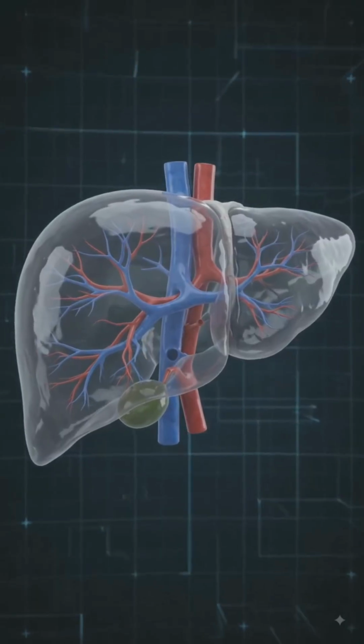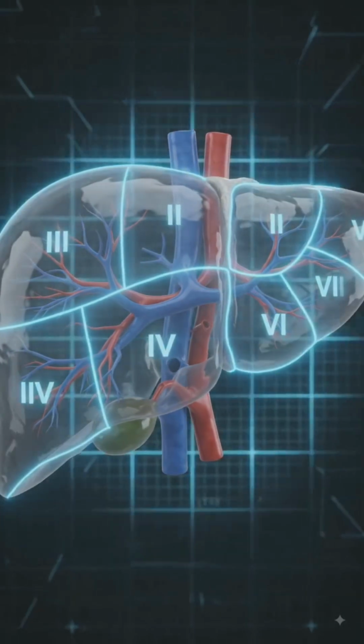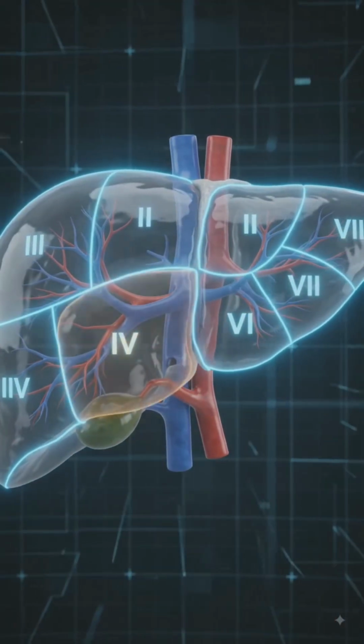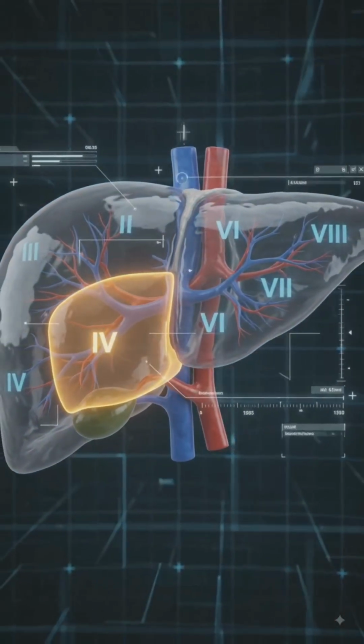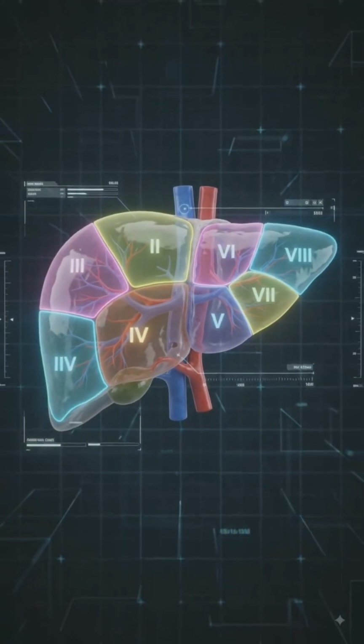The Couinaud system divides the liver. It creates 8 independent segments. Each has its own vascular flow. This guides precise surgical resections.